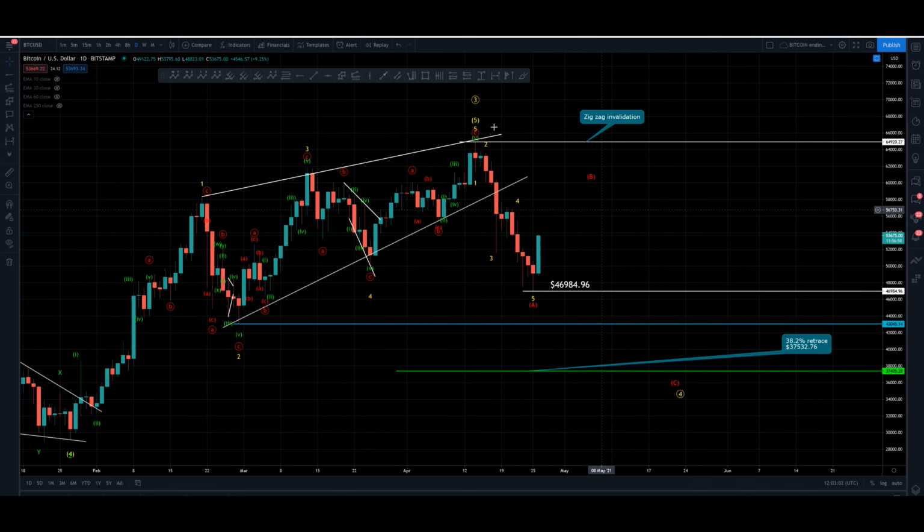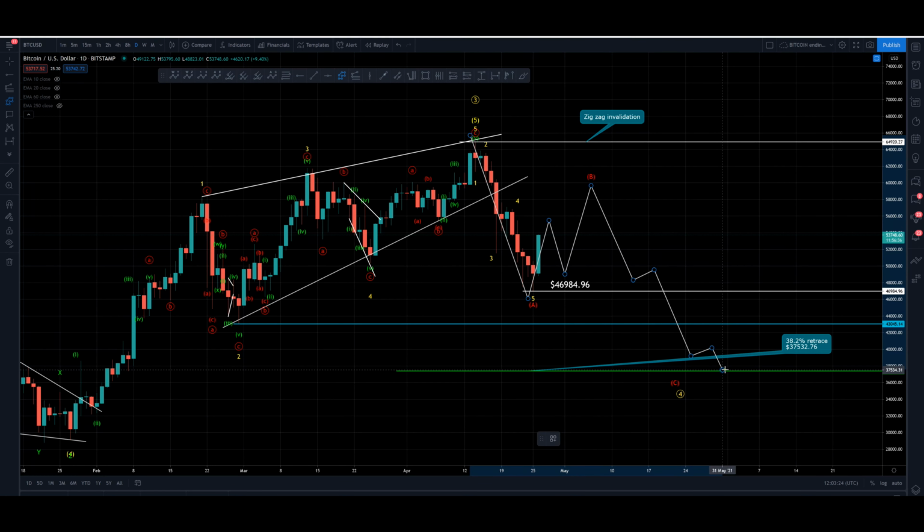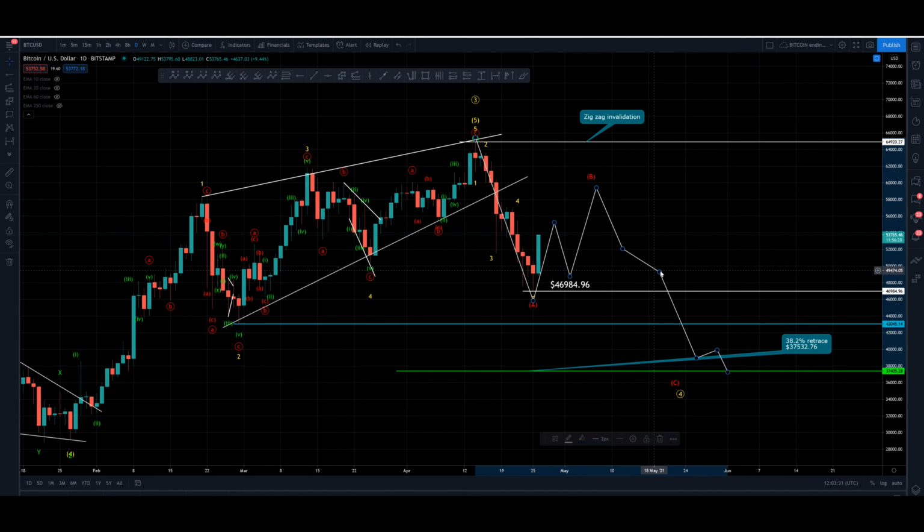and we'll head lower. And my target for this correction would be, more time consuming than we've seen so far, probably 20-30 odd days, maybe longer, down to the 38.2% retracement of the entire primary wave 3, giving us 37532 spot 76. And the way we would see this would be 5 waves down, 3 waves up into a B, and then 5 waves down into a C. Wouldn't look like that, but you get my point. It would probably look a little bit more like this.